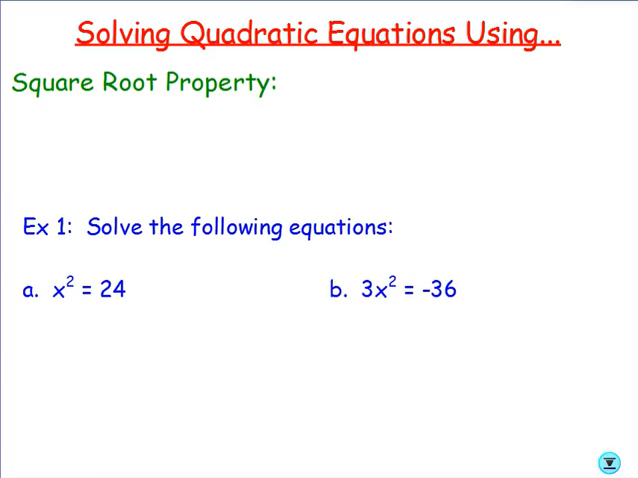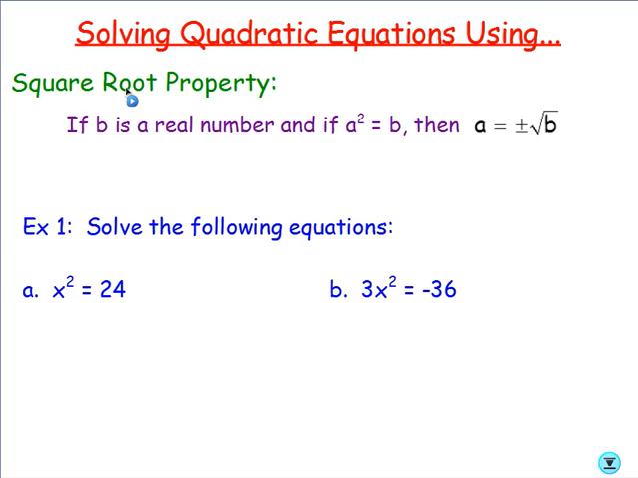Today we are going to talk about a second method for solving quadratic equations, and that is using something called the square root property. So let's take a look at that property first, and then we'll apply it. The property says if b is a real number, and if a squared is equal to b, then a is equal to the positive or negative of the square root of b.